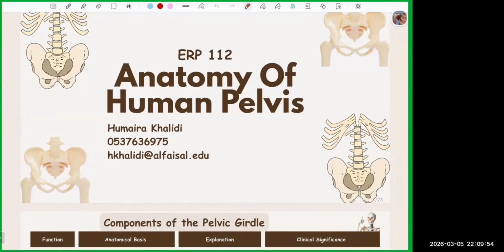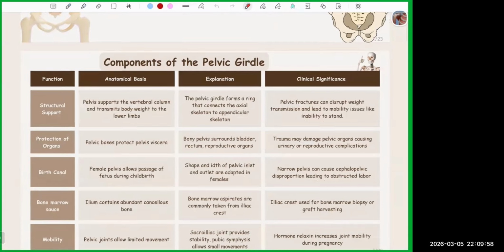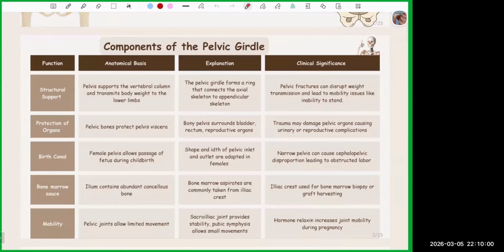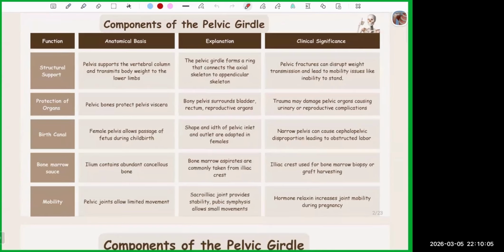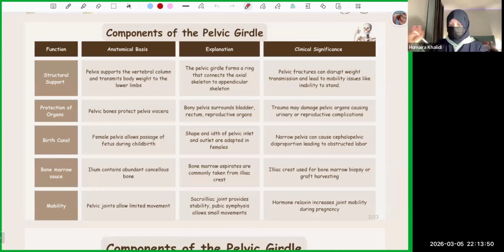To begin with, we're going to talk about the components of the pelvic girdle. Now, what are the main functions of the pelvic girdle? The main functions are structural support, protection of organs, birth canal, bone marrow source, and mobility. You're going to find out all about this. These are just something that you want to read in detail whenever you have the time, but there are a few things that you need to keep in mind.